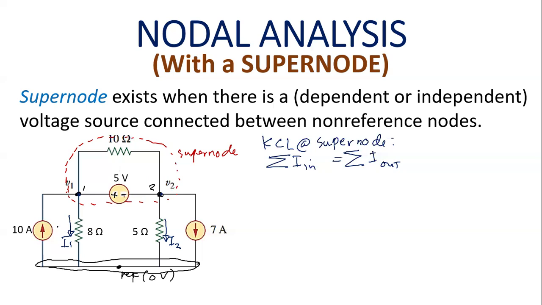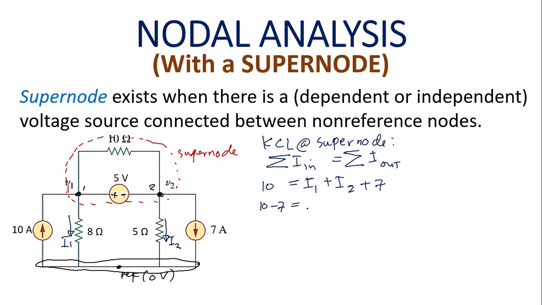So what are the currents entering the supernode? We have 10 amperes only. Current leaving, we have I1, I2, and the 7 amperes. So we'll transpose the 7 to the left. So this is 10 minus 7.